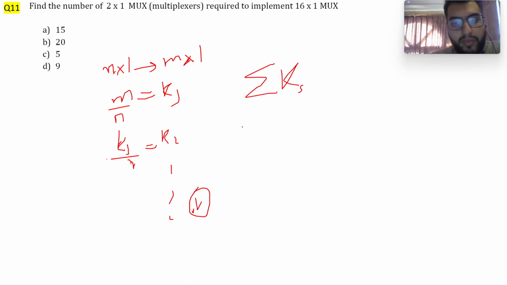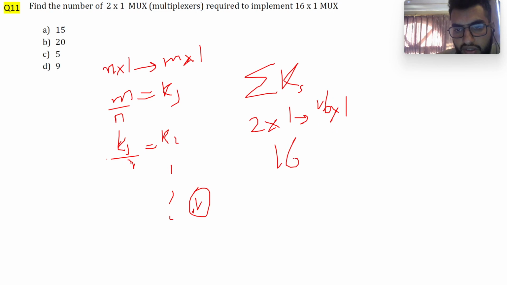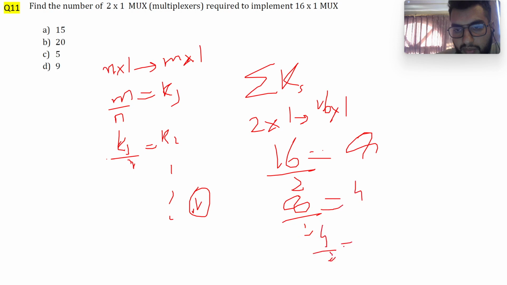So here I need to implement a 16 to 1 mux using 2 is to 1. So this is 16 by 2, that is 8. This is 8 by 2, that is 4. This is 4 by 2, that is 2. This is 2 by 2, that is 1. So these are my k's. That is 8 plus 4 plus 2 plus 1, that is 15.